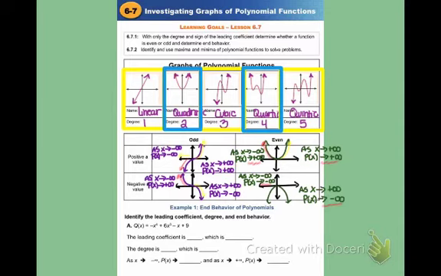So let's go ahead and try an example. So I have this function, and it's negative x to the fourth power plus 6x cubed minus x plus 9. And I know that the leading coefficient is negative. It's actually negative 1, and that means it's a negative number. I know that the degree is 4, which is an even number.